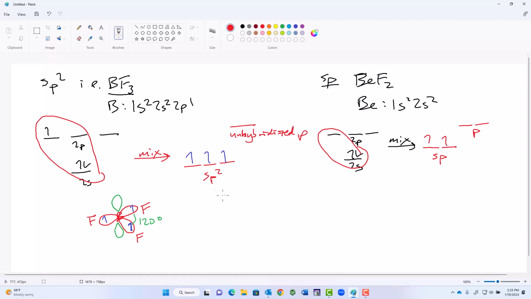Just to note, this sp2 hybridized orbital is going to be 33% s and 66% p. If we look at sp, it's now 50% s and 50% p. So we're increasing the s character and decreasing the p character as we move from sp3 to sp2 to sp.